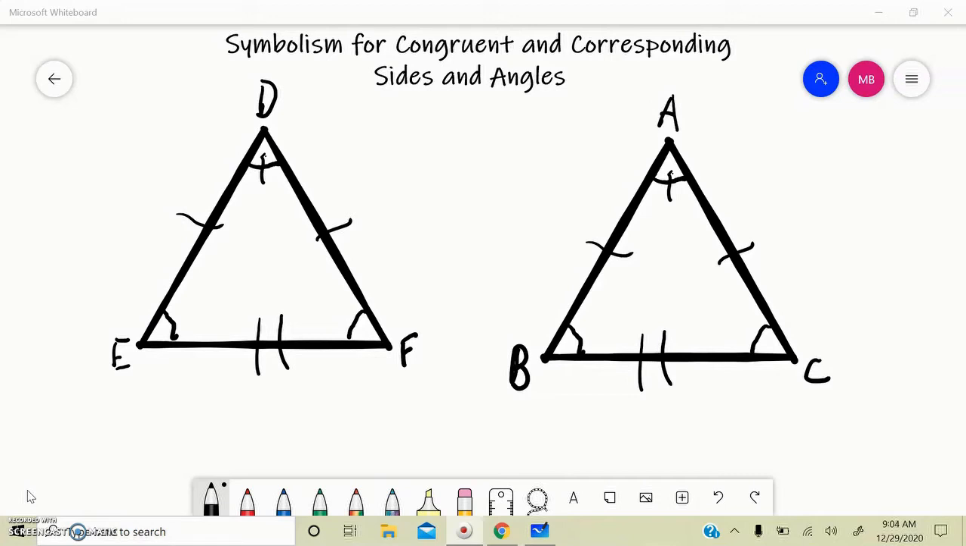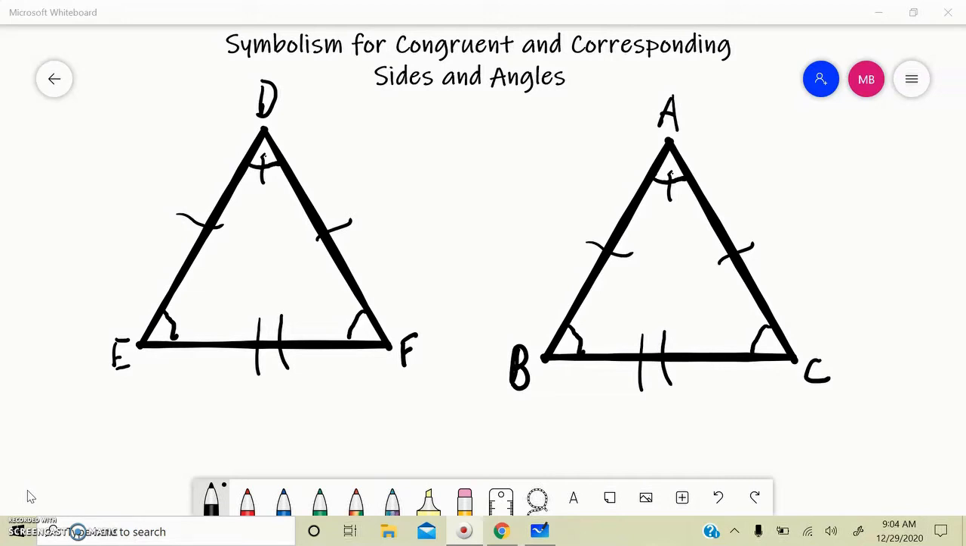We see the same pattern in triangle DEF, where line DE and line FD are the same length because they have the same symbol, but line EF is of a different length because it has a different symbol.